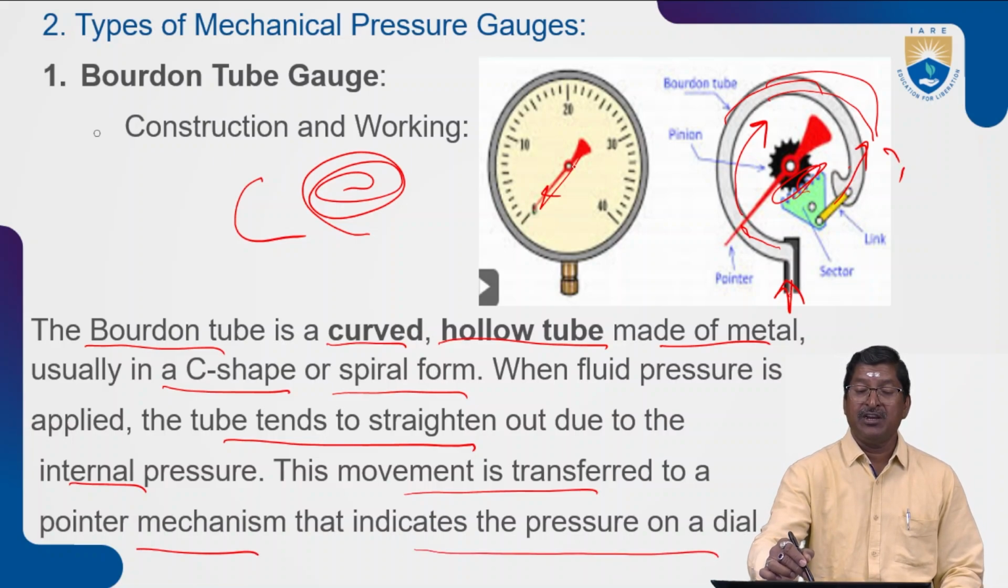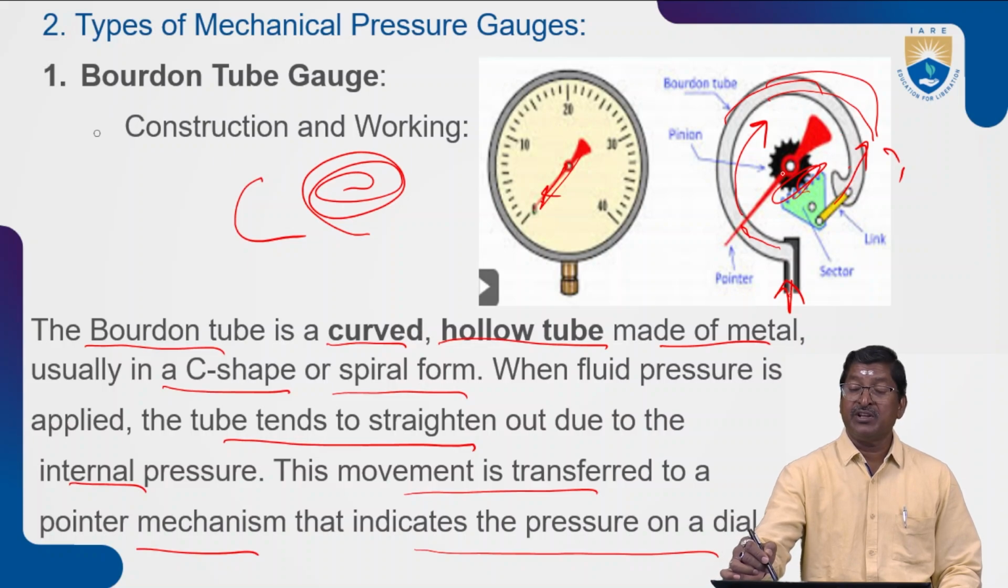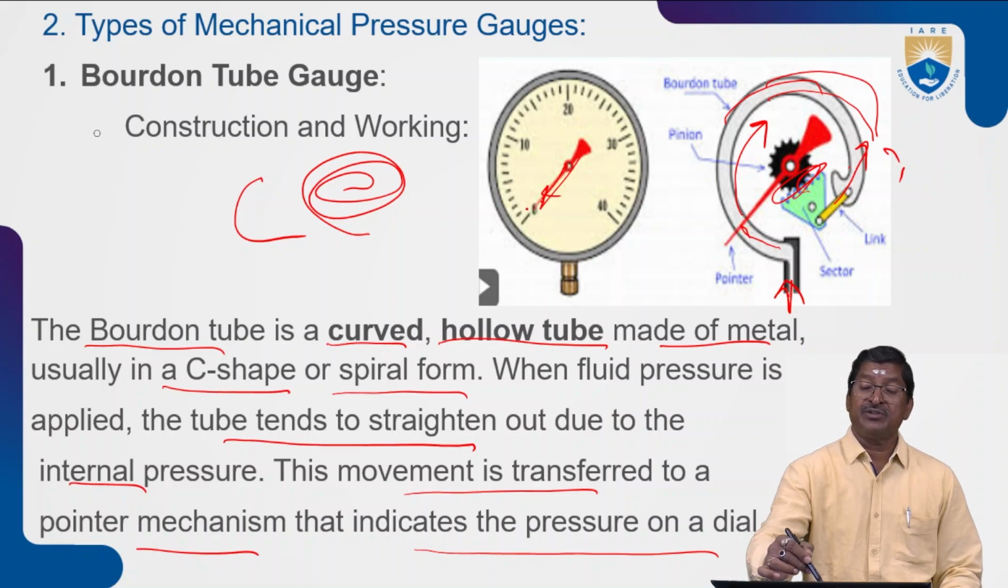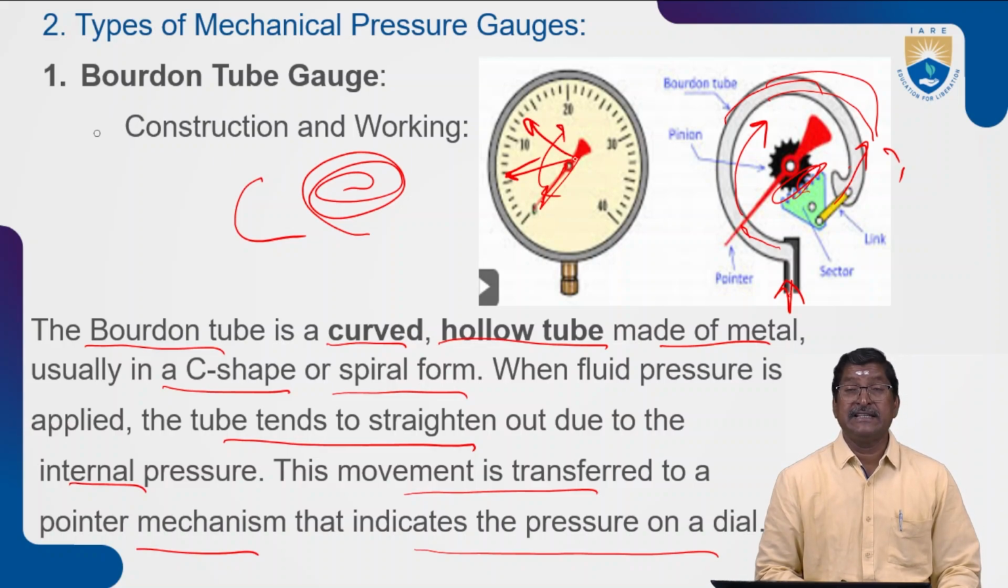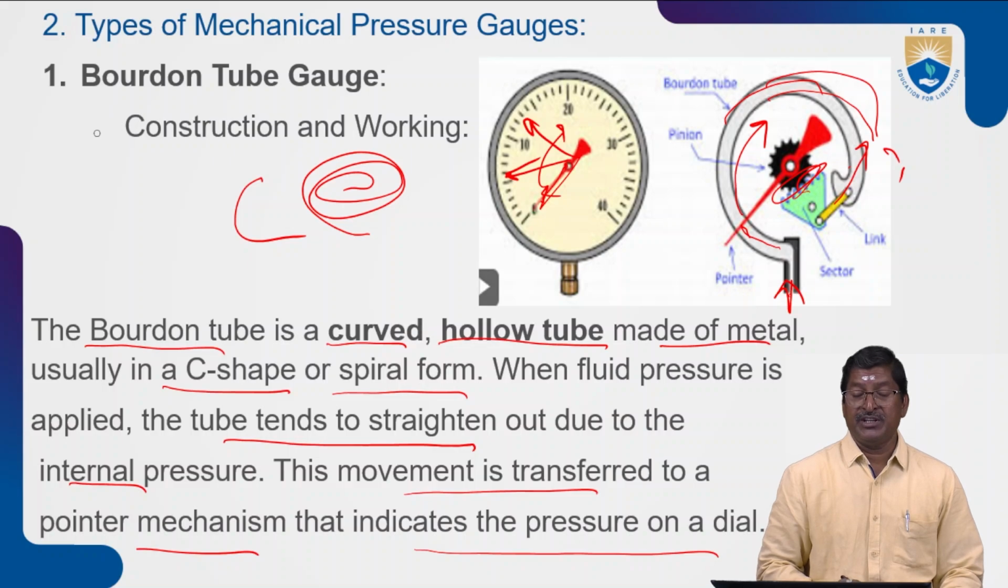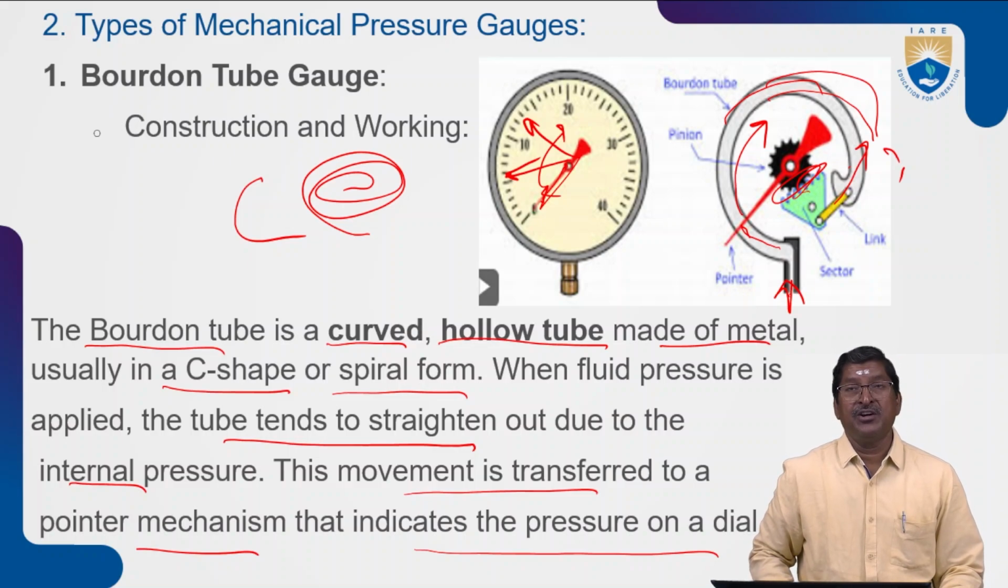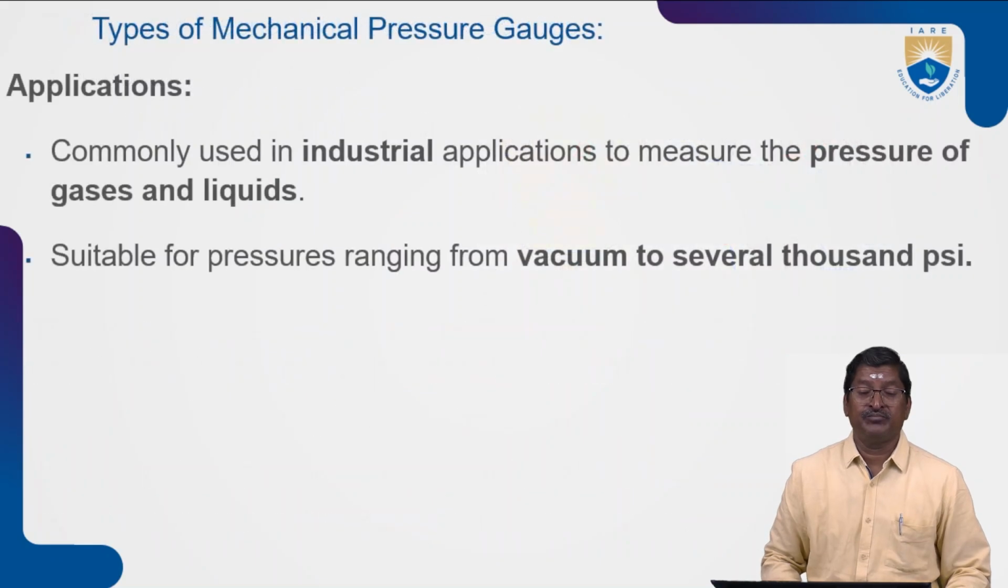So this is a pointer. Because of the straightening of this C tube or spiral one, it moves like this. A gear system will be there, so that this needle will move like this, in this direction. So we can easily measure the internal fluid pressure, which is a Bourdon tube gauge.